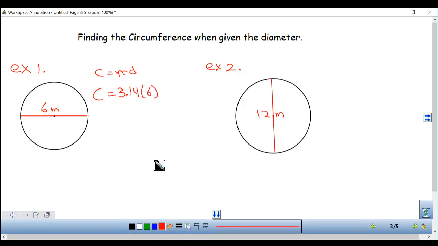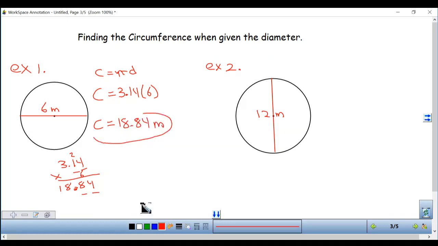So 3.14 times 6, I can do the math down here. 6 times 4 is 24, 6, 7, 8. Remember, when you multiply with decimals, 6 times 3 is 18. I've got 2 numbers behind the decimal in my equation, so I've got 2 numbers behind the decimal in my answer. I get the circumference is 18.84 meters. And that's it. That is it for circumference.